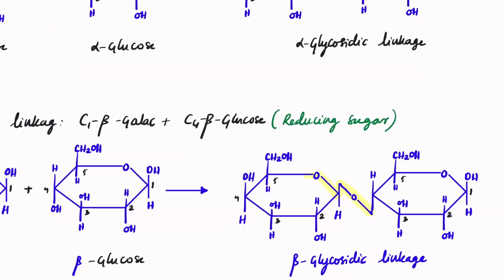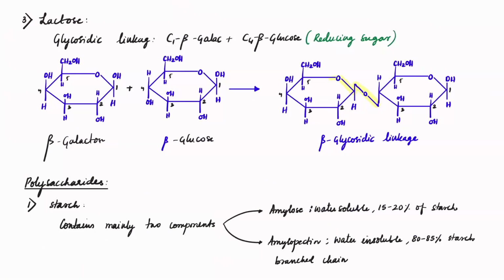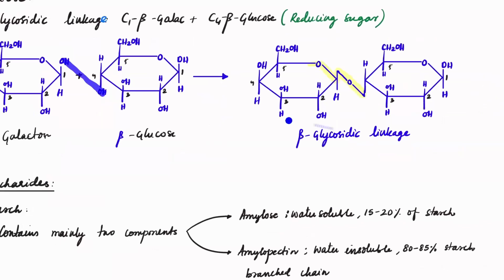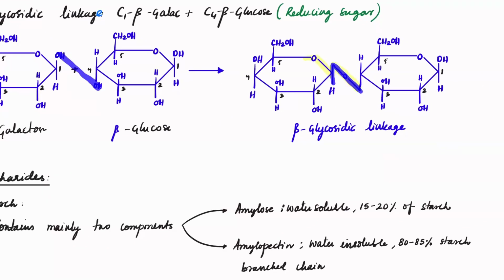Next one is lactose. Lactose is a glycosidic linkage of carbon 1 of beta galactose and carbon 4 of beta glucose. So this is beta galactose, the carbon 1 position, and the carbon 4 position of beta glucose. Now the connection between these two, if you notice, is how the connection will establish, and that is called a beta glycosidic linkage.